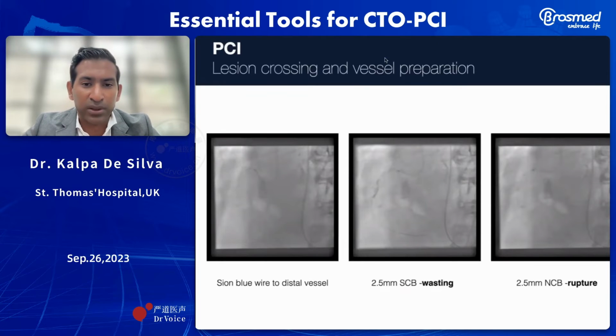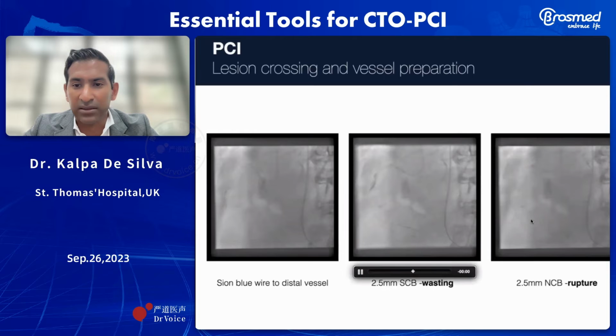While relatively easy with the Sion Blue, you can see waisting of a 2.5 millimeter semi-compliant balloon, and similarly a non-compliant balloon was used which ruptured. You can see just at the tail end of this clip the balloon rupturing.